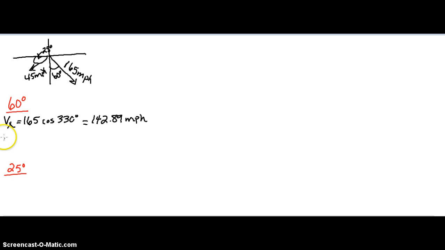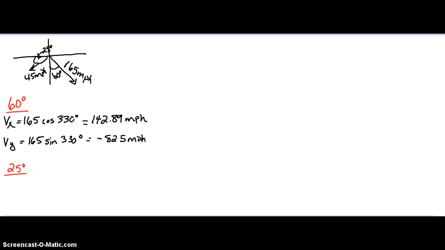To find the vertical component, I'm going to do the same thing, except instead of using cosine, I'm going to refer to sine, and I'm still using that angle that's in standard position. So I've got 165 sine of 330 degrees. And that's going to give me negative 82.5 miles per hour.